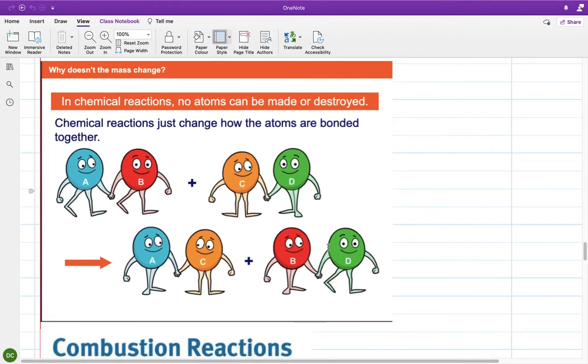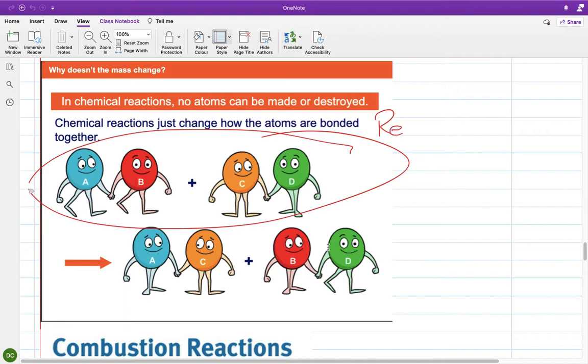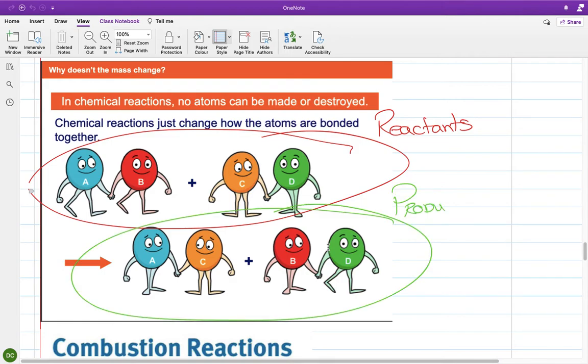Why doesn't the mass change? It's just a nice little picture. You're not changing the amount of atoms that are in the reaction. All you're doing is bonding them differently. So these guys here are the reactants, and these guys here are the products. You can tell even by the color code.